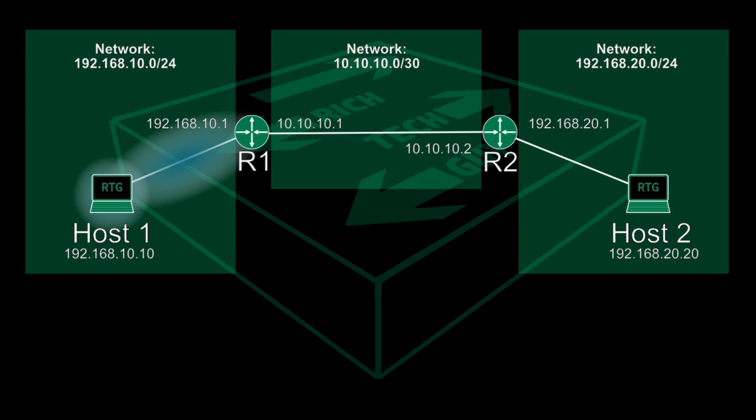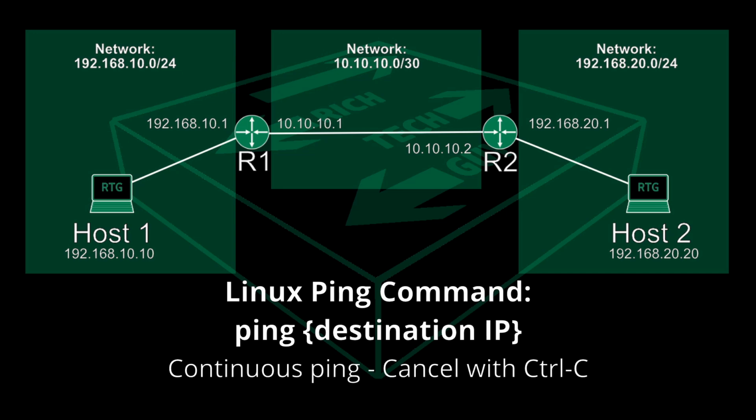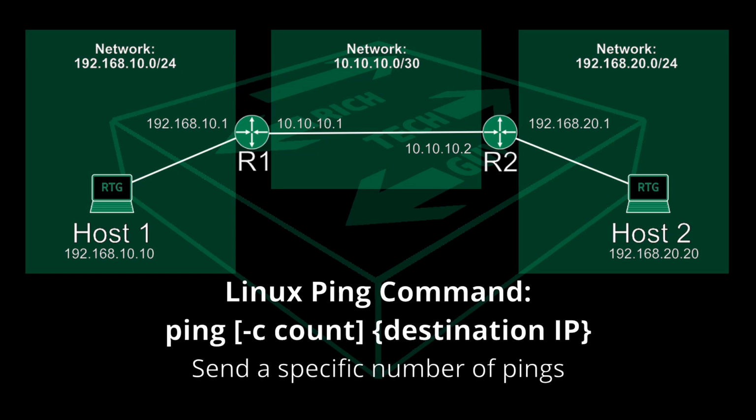So I'm going to test my connectivity by having host 1 ping its default gateway 5 times. Now host 1 is a Linux system, and in Linux, if you use the command ping IP address, it will continue to ping indefinitely until you cancel the command by pressing Ctrl+C. On Linux, if you want to send a specific number of pings, you will use the -c option followed by the number of pings, then the IP address. Think of -c as a count of the number of pings you wish to send.